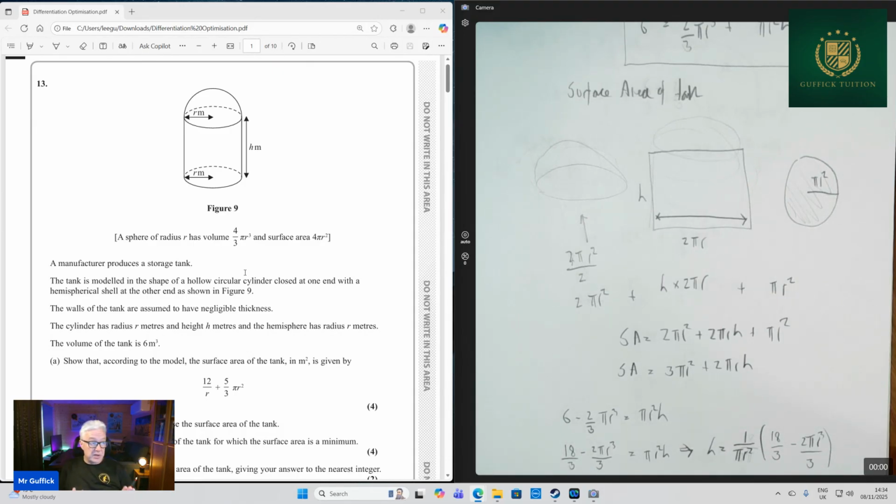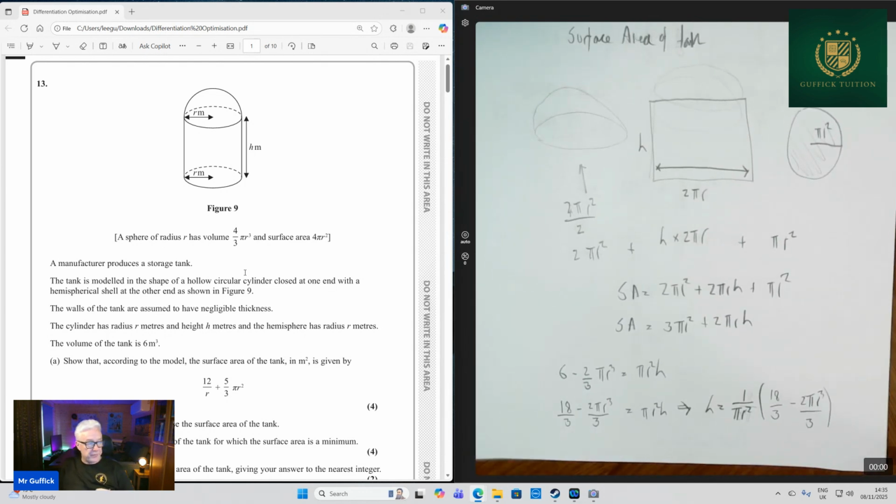Differentiation optimization gives rise to so many marks, and it comes up all the time. I've seen this come up in exams, they love this example. Right, so let's have a look at this next one.